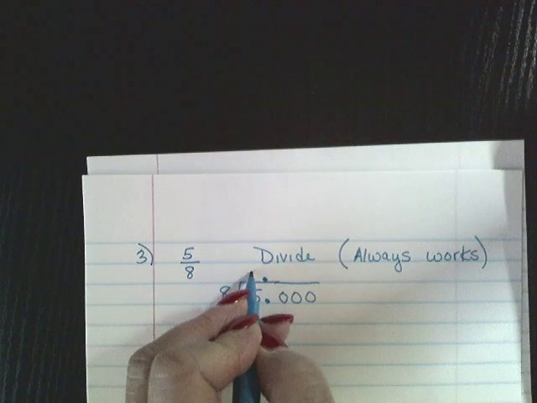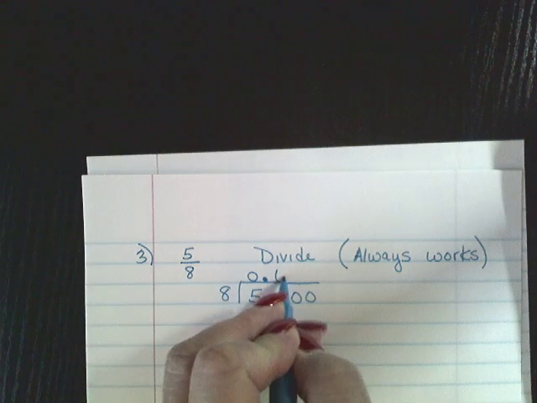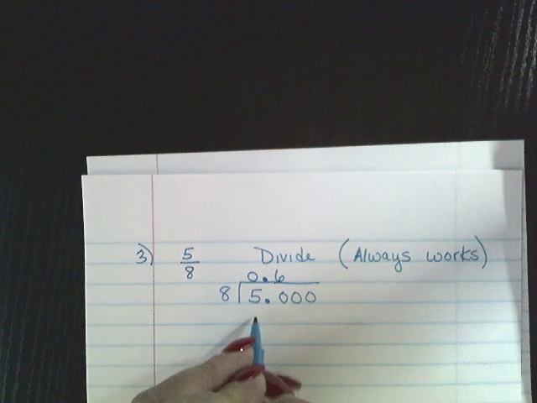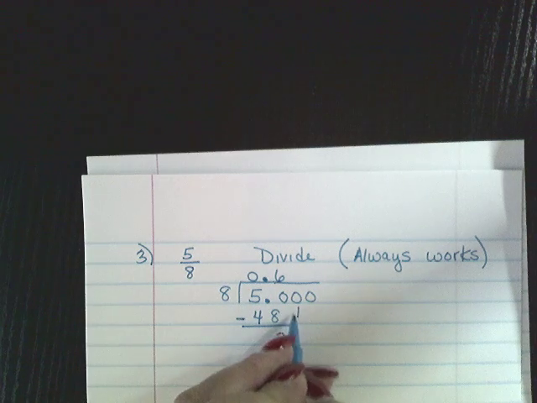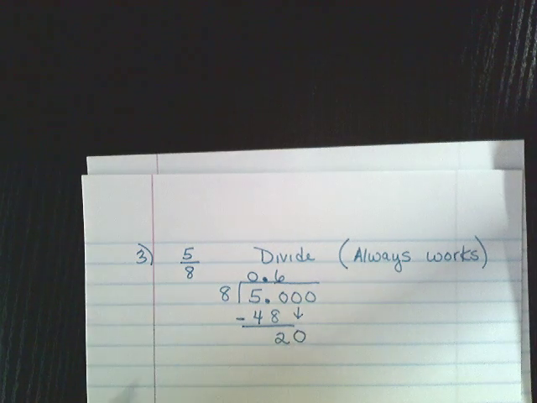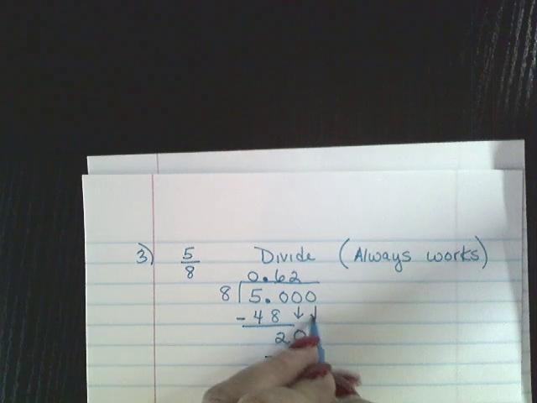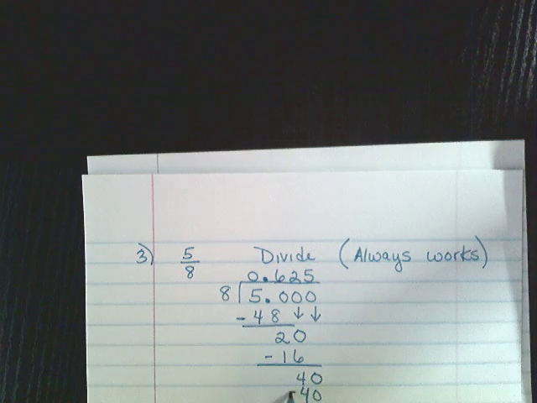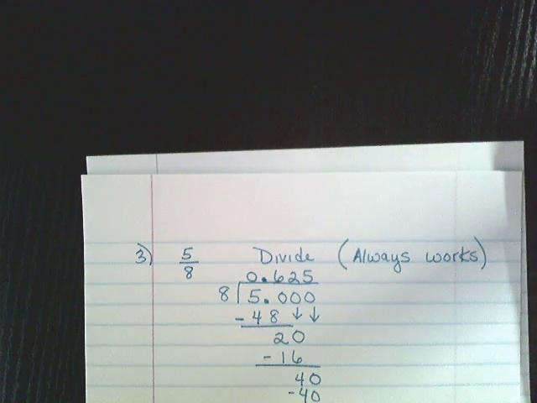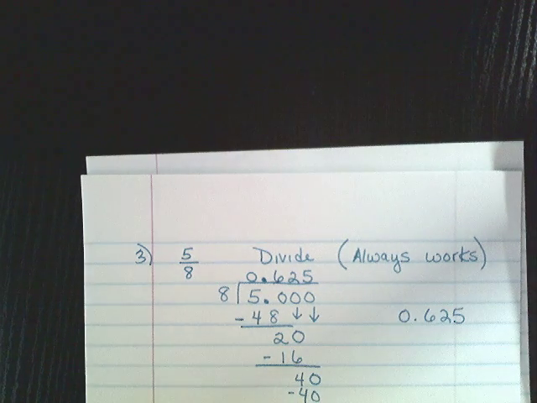So 8 does not go into 5, but 8 goes into 50 6 times, and that would be 48. Subtract, and I would get 2. Bring down my 0. That would go in twice. So I'm going to subtract 16. That gives me 4. Bring that down, and that would be a 5. So this decimal is going to be 625 thousandths.